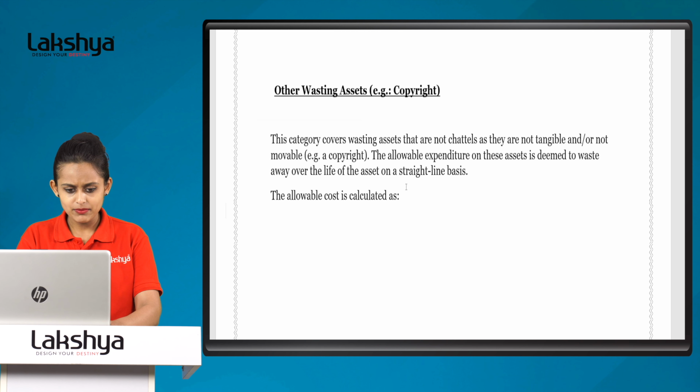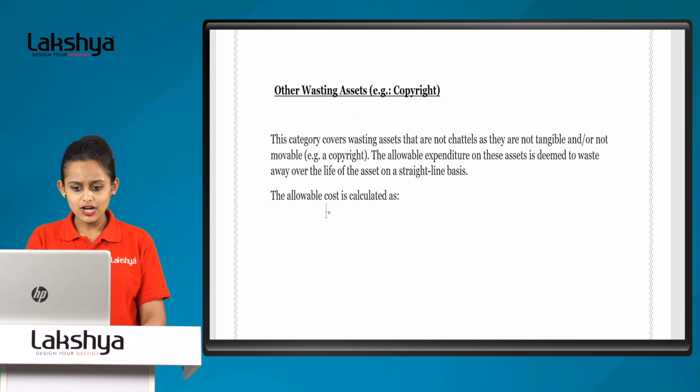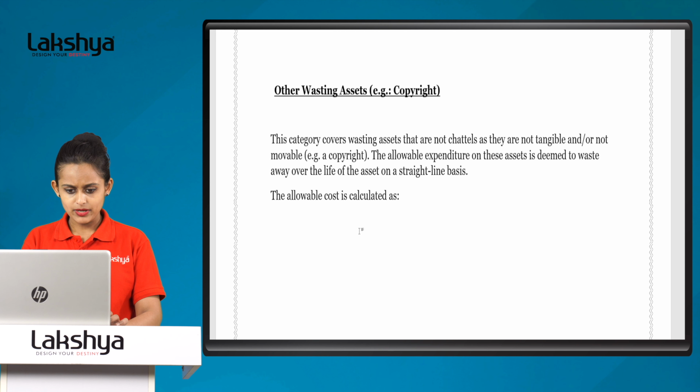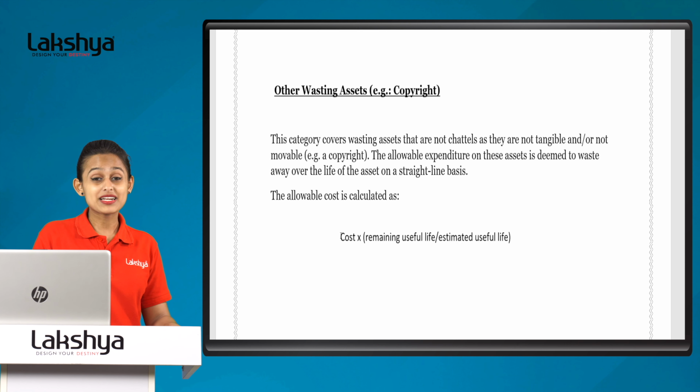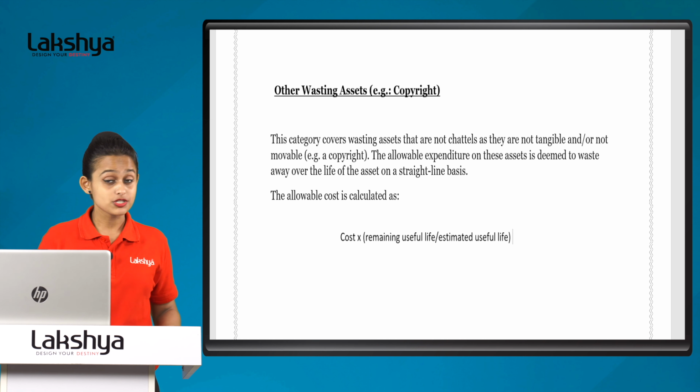So how you calculate the allowable cost is like this: cost multiplied by a bracket of remaining useful life divided by estimated useful life. Remaining useful life as in, at the time of the sale, what was the remaining useful life. So that's how you do the calculation of the cost if it is an other wasting asset.